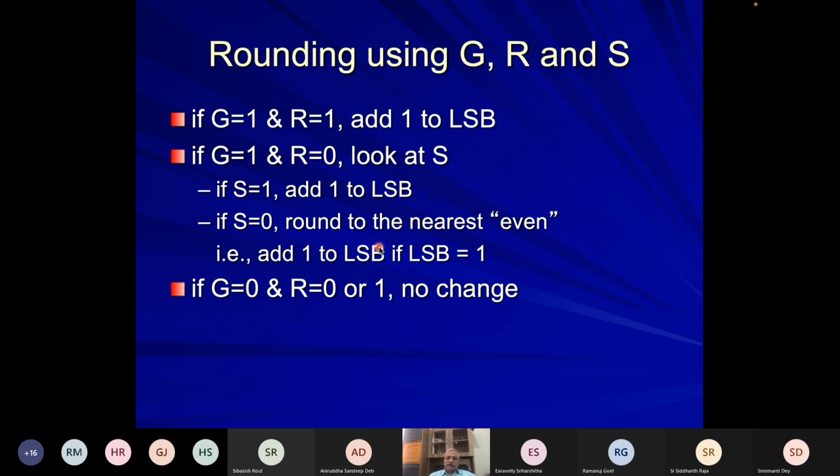S is called the sticky bit in the sense that as you are moving the bits right, if there is a non-zero, it will stick there. So the S bit will hold on to any non-zero value towards the right of R. Like suppose we are throwing away 5 bits, then the last 2 bits will be stored in G and R, and in the rest 3 bits, if we have a 1, then S will be 1. Yeah. Okay. Exactly.